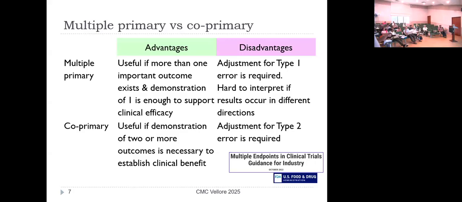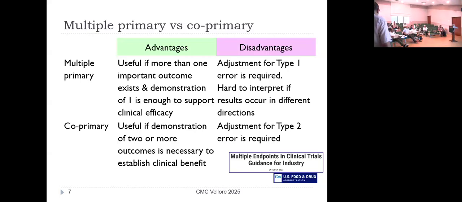In the multiple primaries case, adjustment for type 1 error is required because you are splitting the alpha between the two. And it's hard to interpret if it occurs in different directions. It works for stroke, but it doesn't work for heart attacks. Now you have to come up with some creative clinical argument as to why that's happening and why you think practice should change. In the co-primary case, you may have to adjust for type 2 error because you may have reduced power by doing this.